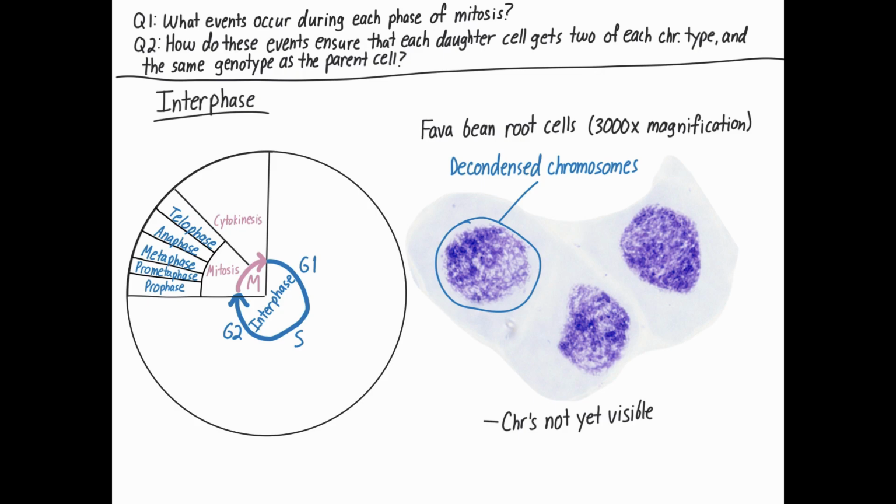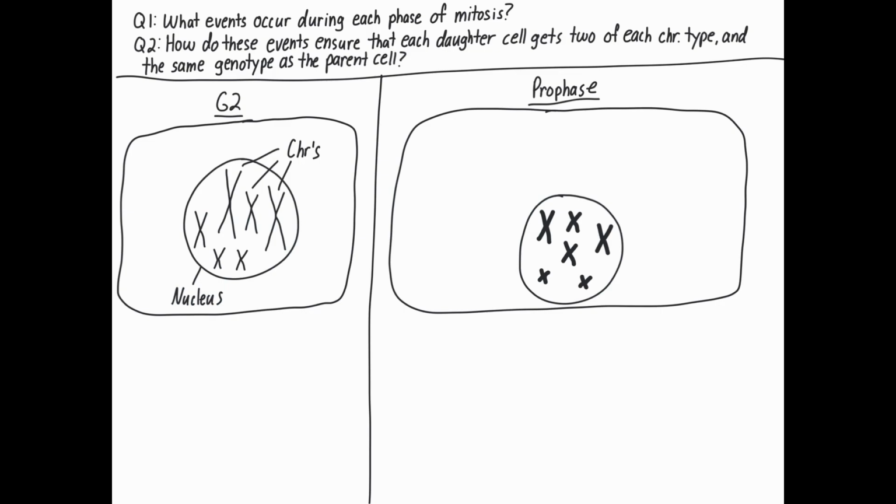Mitosis is a continuous process. We just use these words to describe different parts of it. First, we'll look at prophase. When the cell goes from G2 into prophase, the chromosomes condense greatly and can actually be seen with a light microscope.